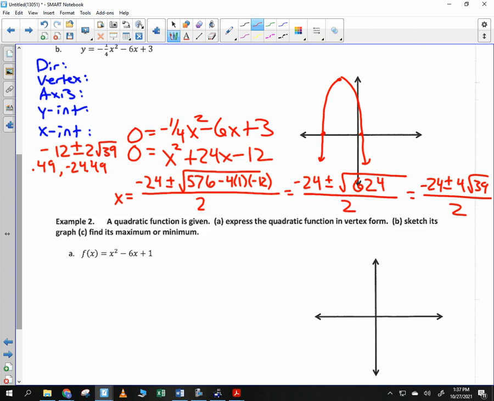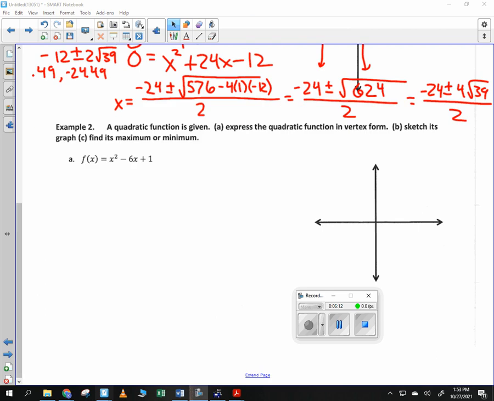Okay, we move on to this piece. Vertex form. What is vertex form? Well, here's what it is.